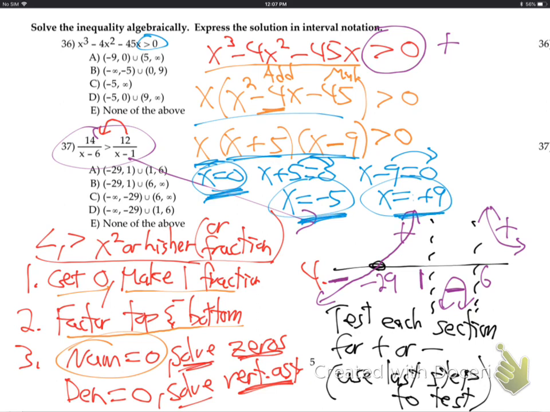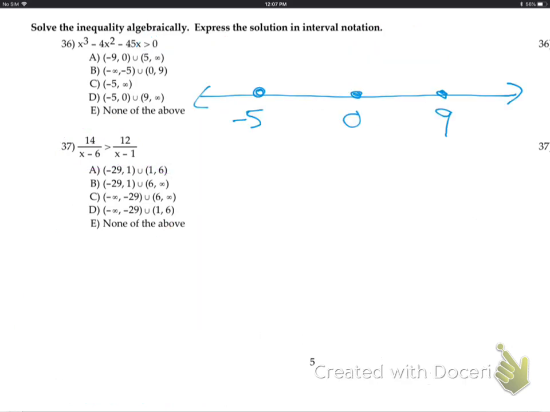And let me bring forward this last step I had. X plus 5, x minus 9. So I'm going to, let me write over here, x plus 5, x minus 9 greater than 0. So I'm going to plug into that.